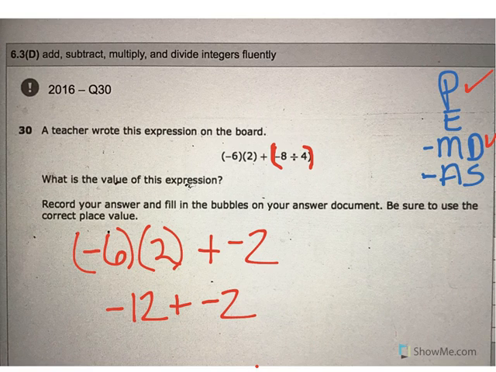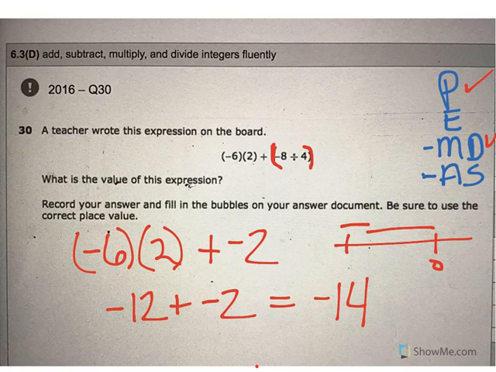What do I do at this point? Well, they are both negative. Of course, like the previous problem, what do you do if they're both negative? You add them up, and your answer is negative. If I used a number line, I would start off at 0, go 12 left, and then go 2 more to the left, and I'd end up at negative 14.